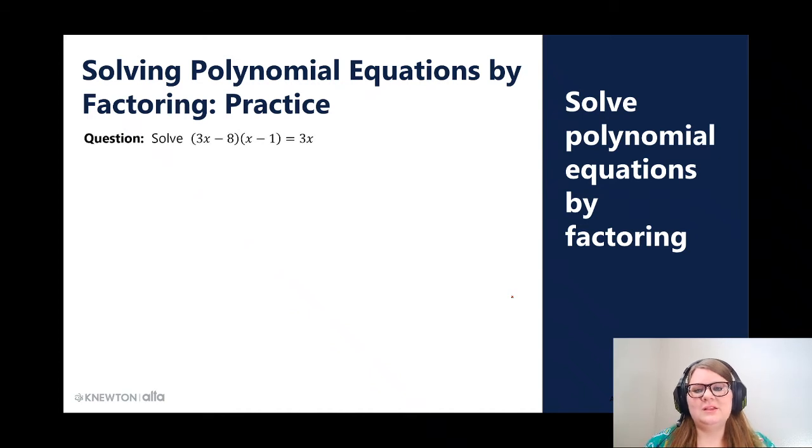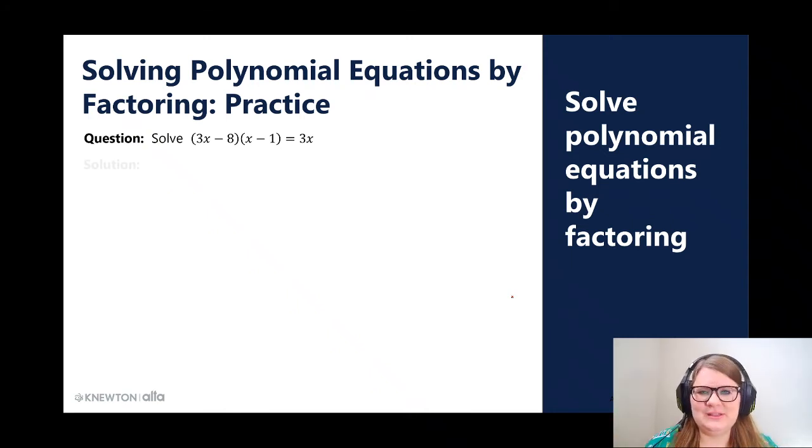Okay? So what about something like this, though? 3x minus 8 times x minus 1 equals 3x. Well, is that in standard form? Absolutely not. So first of all, it doesn't equal 0. So I'm like, okay, well, I need to subtract 3x over. Ooh, but I can't combine like terms when something's written out like that.